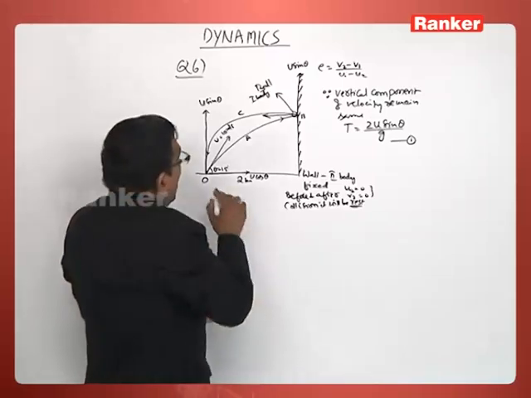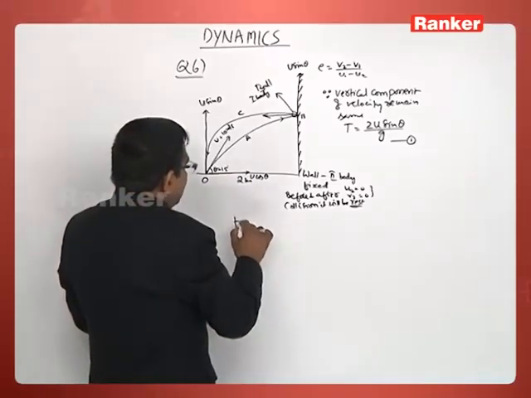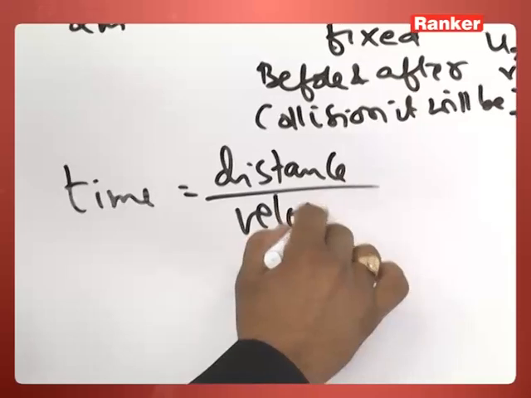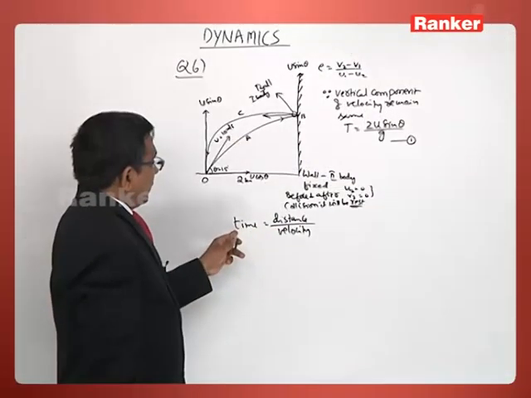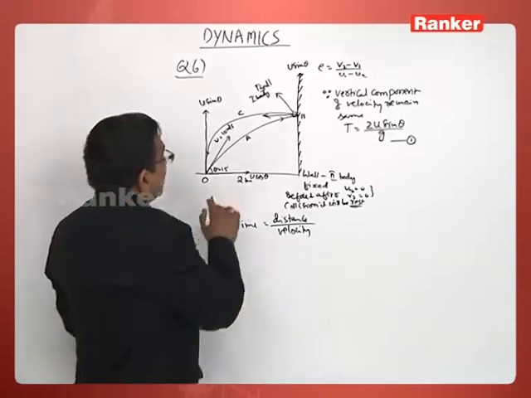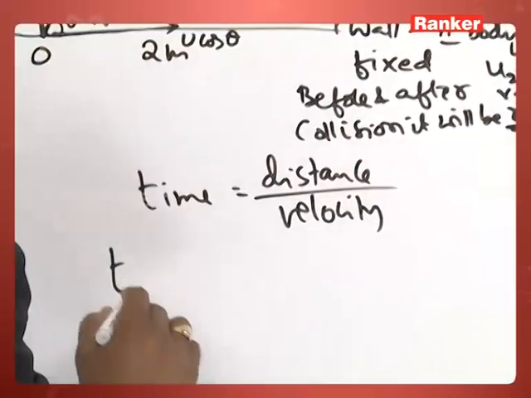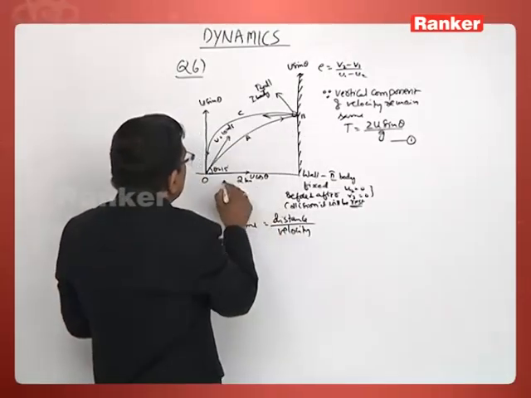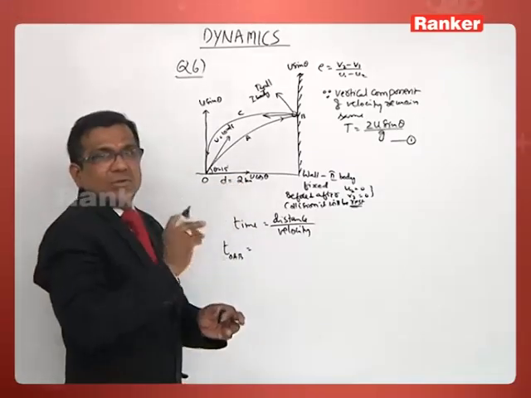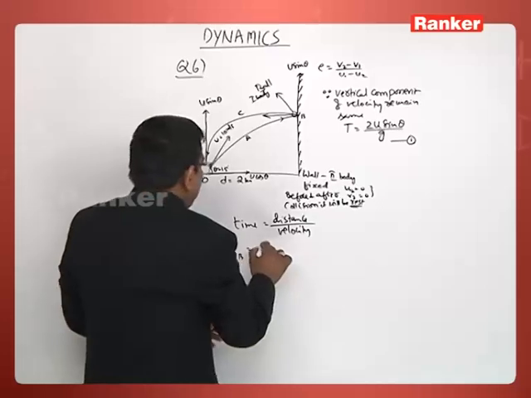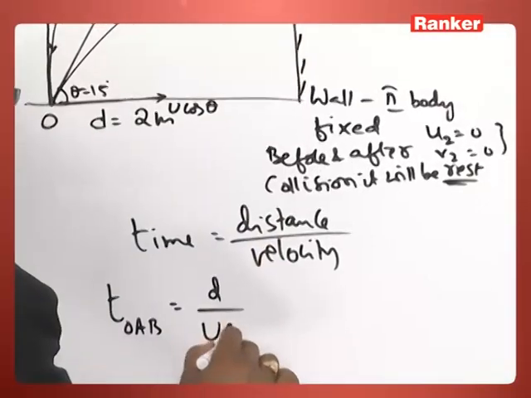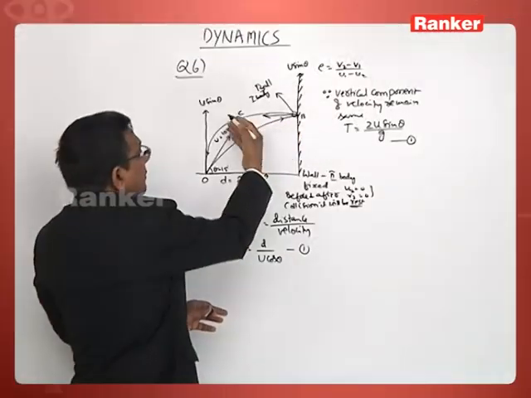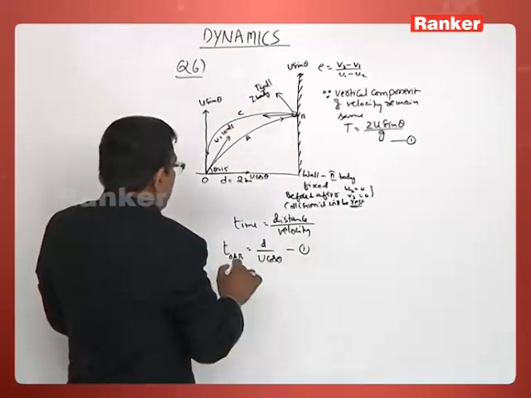To calculate the time, how do you get the time? Time is equal to distance by velocity, because distance is equal to velocity into time. So what is the time taken to go from O to B along OAB? It has to travel a distance, say this distance I will take as d, as it is given 2 meters, I will substitute later. In that direction what is the velocity? u cos theta is the velocity in that direction. This is equation 1.